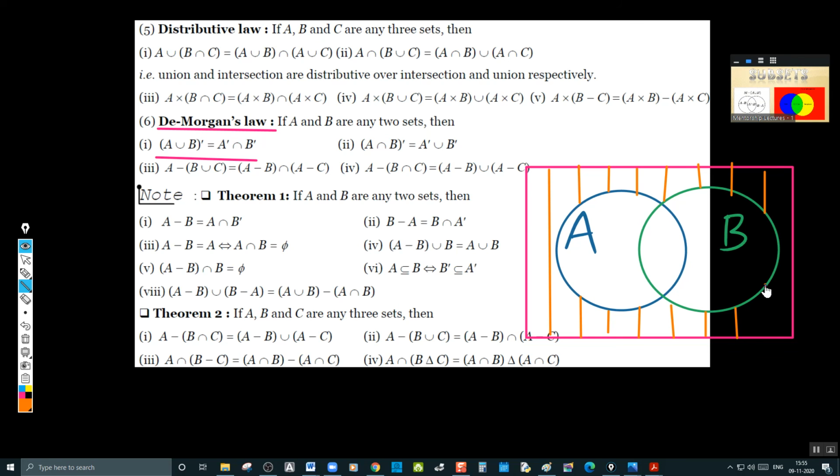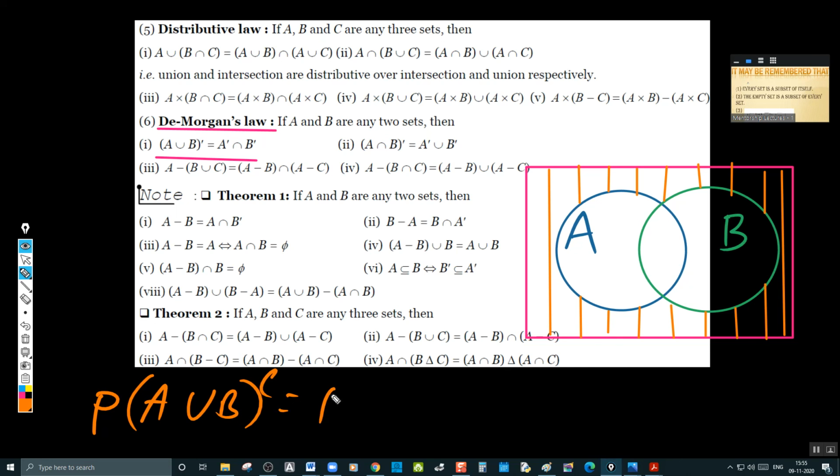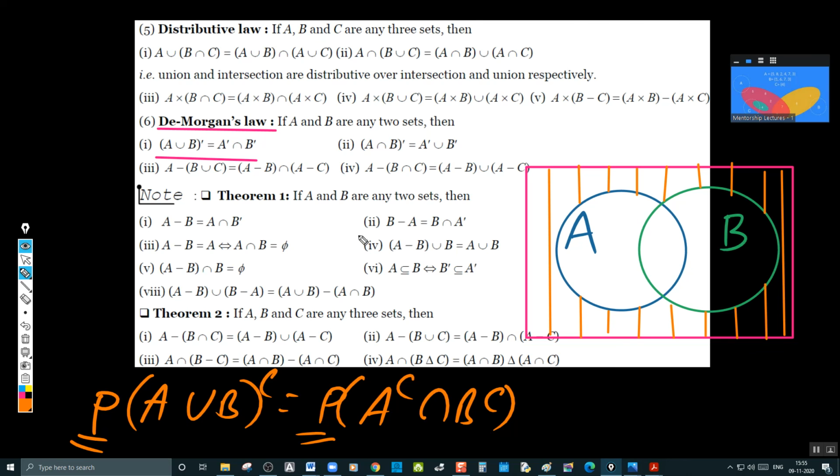The formula is there. De Morgan's first formula is that A union B whole complement is equal to A complement intersection B complement. A complement means outside A, B complement means outside B, and if we take the intersection of both, we get this region. So remember this. This will be used not only here. I'm saying in probability also you'll be getting like this: P of A union B whole complement is equal to P of A complement intersection B complement. You'll have to write like this, that N is replaced with P in probability. So if you have better understanding here, those problems you can solve very easily. So number one of De Morgan's laws.